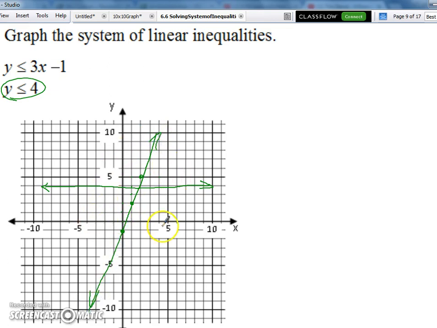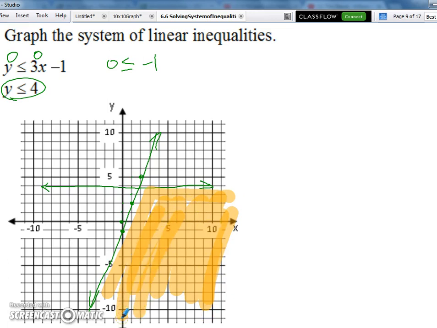And notice it creates 4 sections. This says less than or equal to, so it has to be one of these 2 sections because it's lower than this line right here. I'm going to test the point 0, 0. So 0 is less than -1. That's a false statement. So this point 0, 0 does not work. So it's got to be on the other side of this line. So what's in common is this section over here. I hope that helps you graphing a system of inequalities.